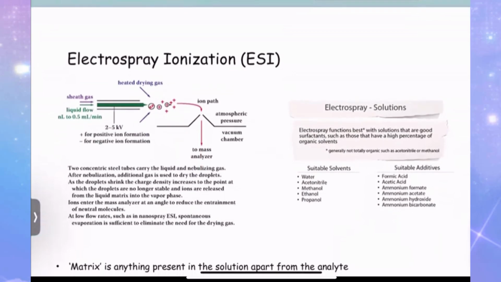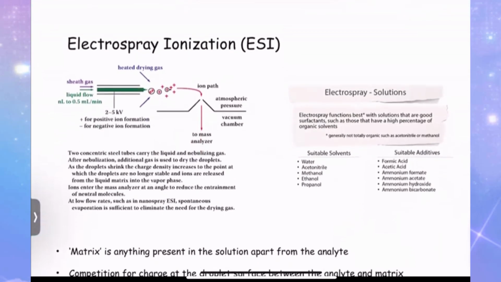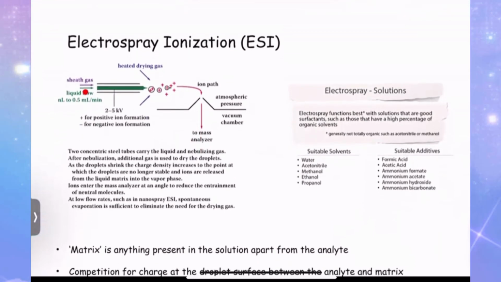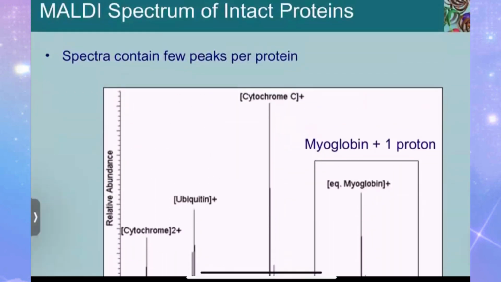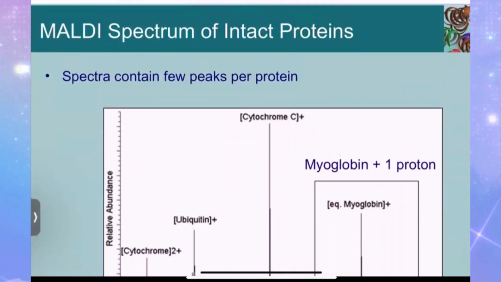Whereas in electrospray ionization, a fine mist of the sample solution is sprayed through a high voltage capillary, causing the droplets to shrink and eventually produce charged ions. So if you can see here, two concentric steel tubes, they are carrying the liquid and nebulizing gas. After nebulization, additional gas is used to dry the droplets. So you'll put your sample here, liquid sample, it will convert into the charged ions. Whereas in case of MALDI, you need a dry sample, which you have to dissolve in your volatile buffer.